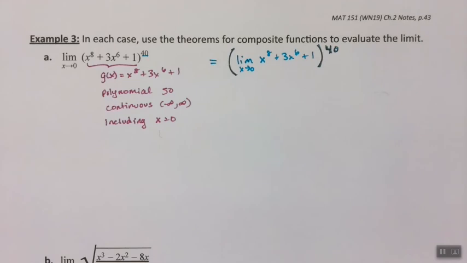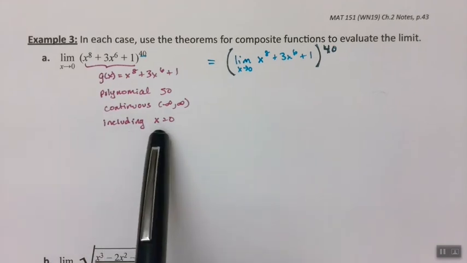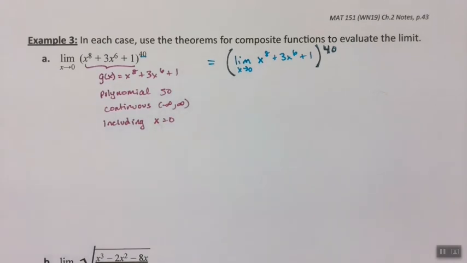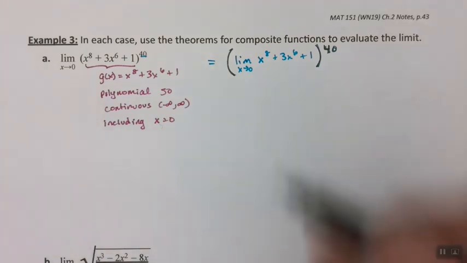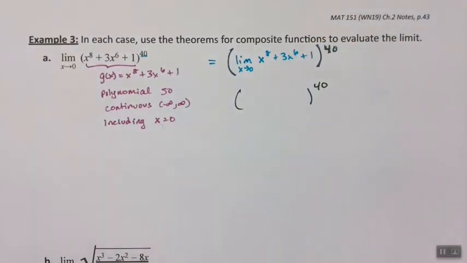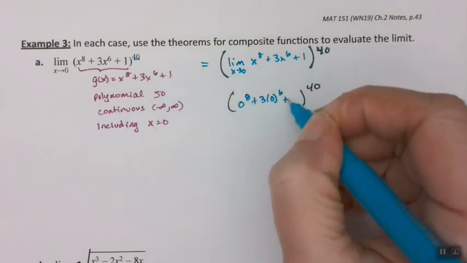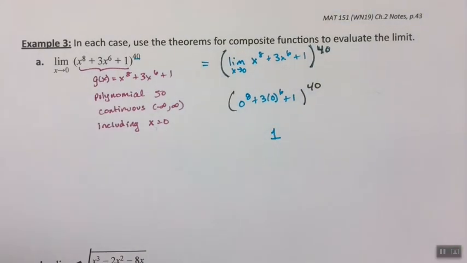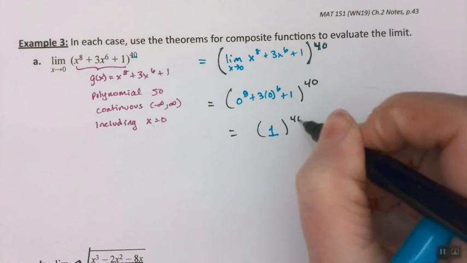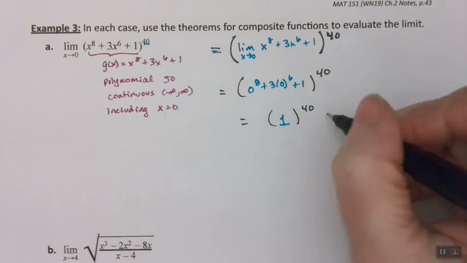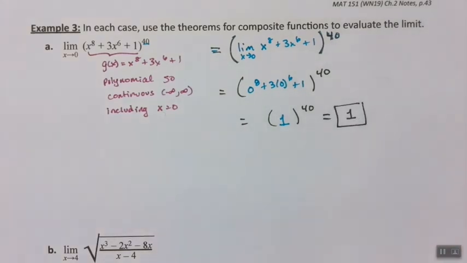Okay, but we just said this is continuous everywhere, and it's a polynomial, so this is really no problem. We will just substitute 0 in for x. So I would get 0 to the 8th plus 3 times 0 to the 6th plus 1, which we all know is 1, right? So this is 1 to the 40th power, which is 1. And there we have it. All right, now let's do the next one.